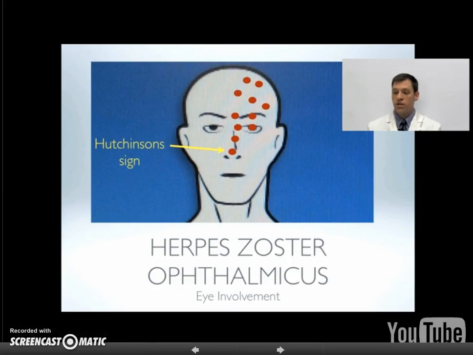Here you have pictured Hutchinson's sign. If you have blisters on your nose, and then blisters evolving on your forehead and around your eye, that is an indication that you have involvement of the V1 distribution of the trigeminal nerve, the nerve that controls this region of our face. It can get into the nerves around the eye and cause blistering, and it can cause blindness. So again, early detection of herpes zoster ophthalmicus is very important.